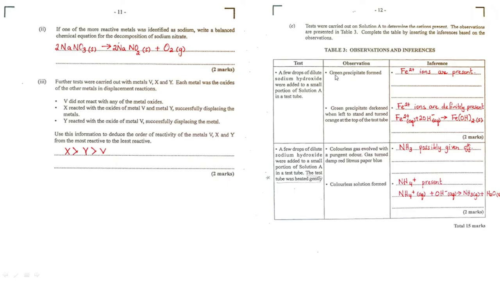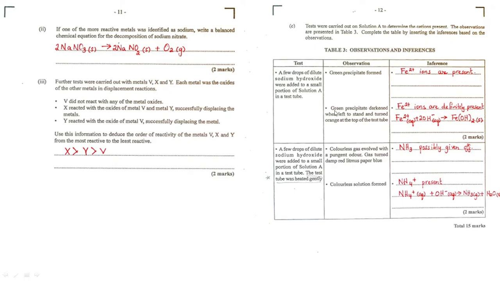So basically, if you get a green precipitate on the addition of sodium hydroxide, this is a test. The hydroxide part of the sodium hydroxide solution is an ion that is used to test for iron 2, iron 3, and copper ions, right? And seeing as how we got a green precipitate, we know that Fe2+ ions are present.